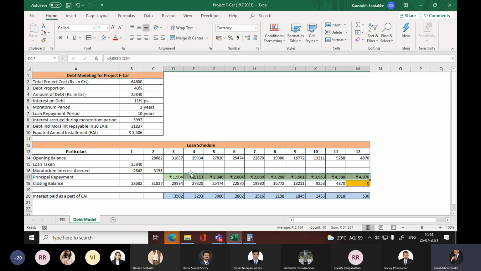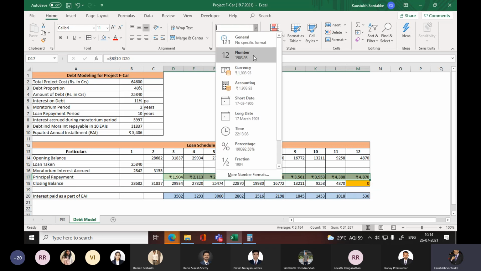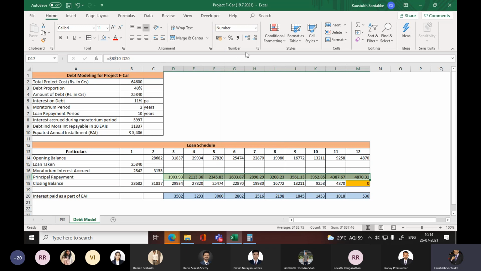Now also this principal row is expressed in currency, so I may express this in numbers only by removing the decimal points. Exactly we have to see how we are going to repay this loan in 10 years, so every year how much interest we are going to pay and how much principal we are going to pay.